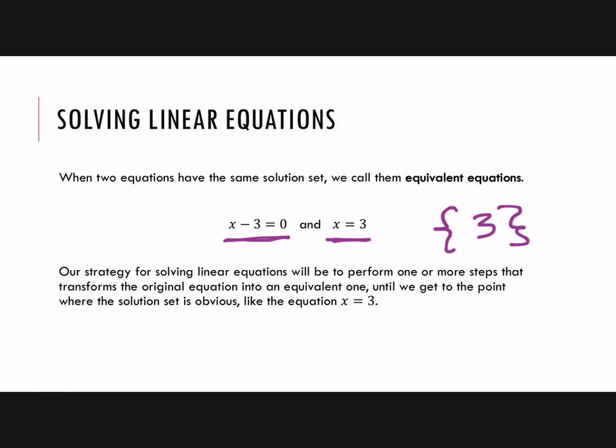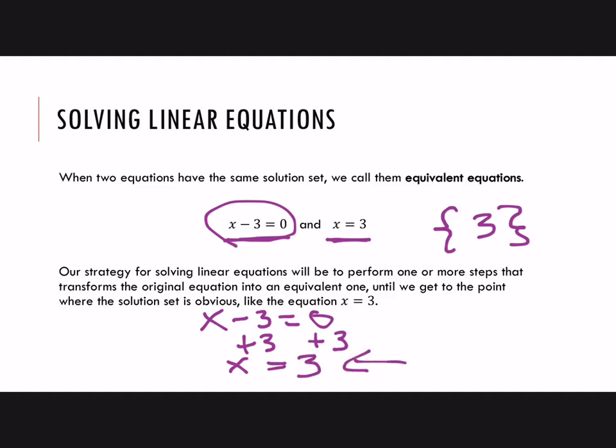So our strategy to solve a linear equation is to perform one or more steps that transforms one equation into an equivalent one, and you keep doing this until you get to the point where the solution set is obvious. So for example, if we had been given this problem, x minus 3 equals 0, then you may remember to solve, you're supposed to add 3 to both sides. So we're transforming the equation. This is actually just a one-step problem, but we've transformed it to the point where we can easily see all of the different values for x. And for linear equations, your solution set's just going to have one answer in it.